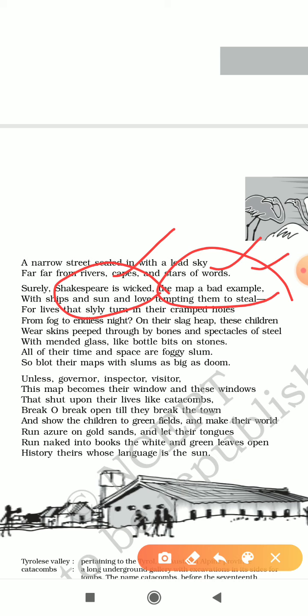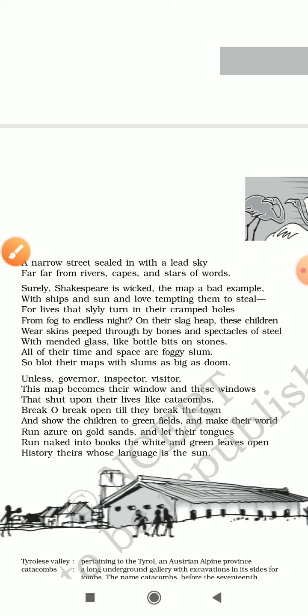And also the map has nothing of the slum area. It has only whatever the authorities and the rich and powerful persons have, that has been mentioned in the map, and that's why the map is a bad example for these slum children.